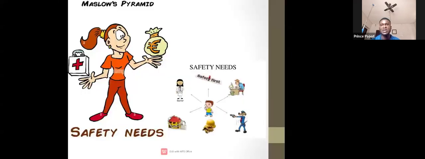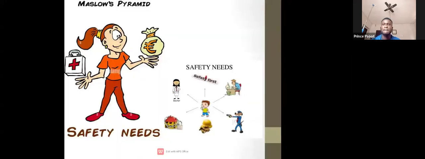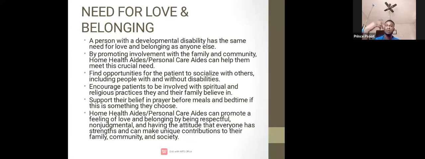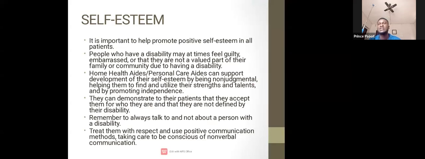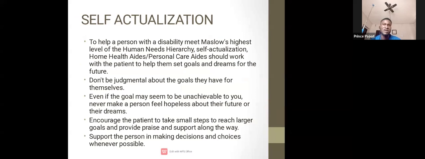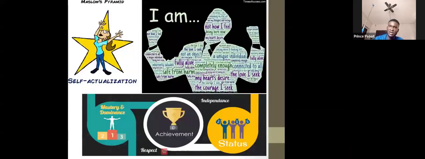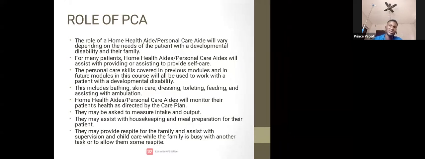Then we talked about the need for belonging. Sorry. Need for belonging is a need for what? For love. Then we also talked about self-esteem needs, how we can treat them to maintain their self-esteem. Then finally we talked about the self-actualization needs, how we help them to actualize their goals, see themselves where they have dreamt themselves to be, in spite of their developmental disability.